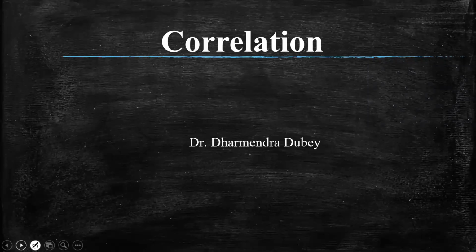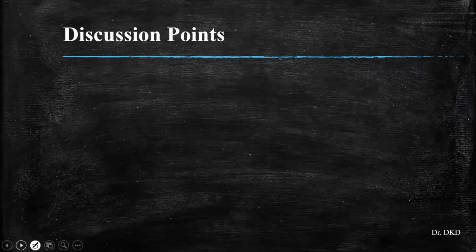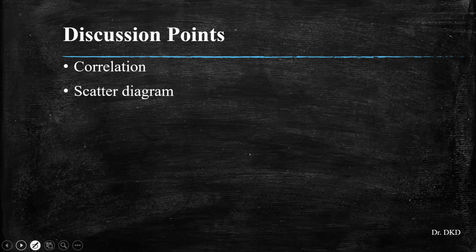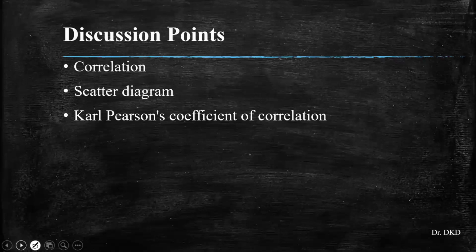Hello everyone. In this video, we will discuss correlation. In correlation, we need to understand the points which are required for it. First of all, we need to understand what the correlation is and what the scatter diagram is. Then we need to understand Karl Pearson's coefficient of correlation.